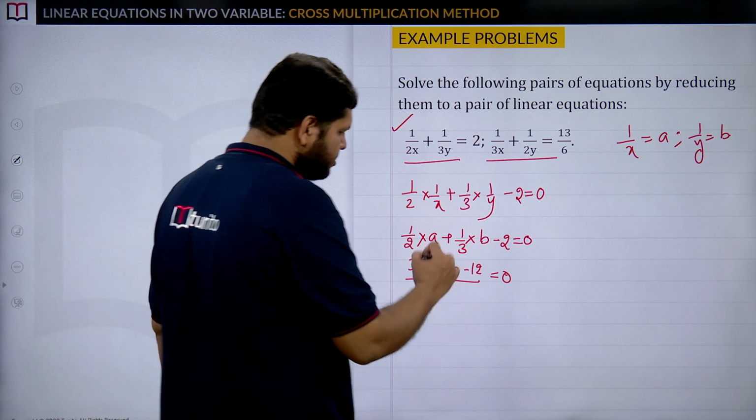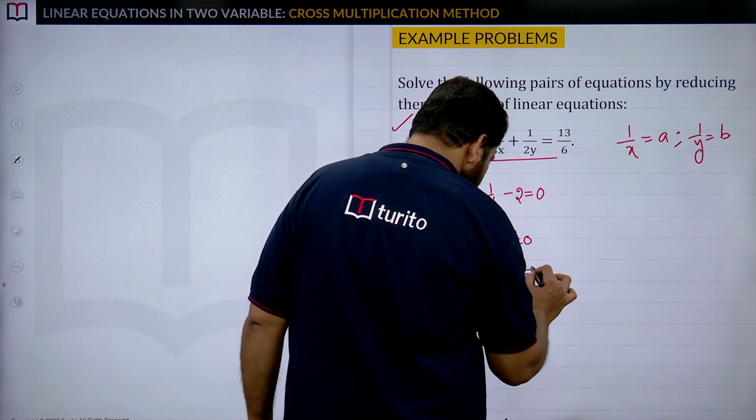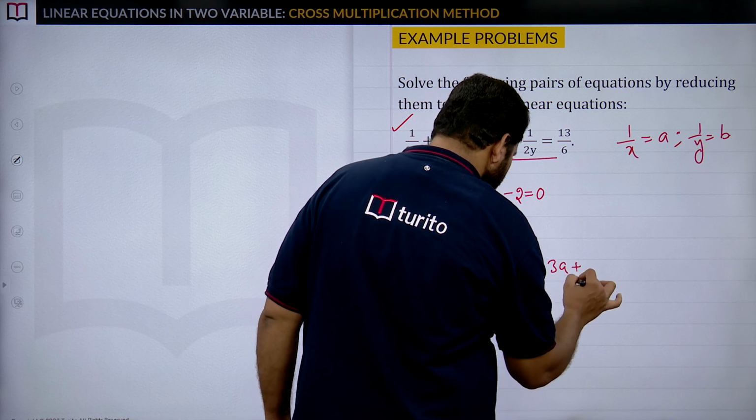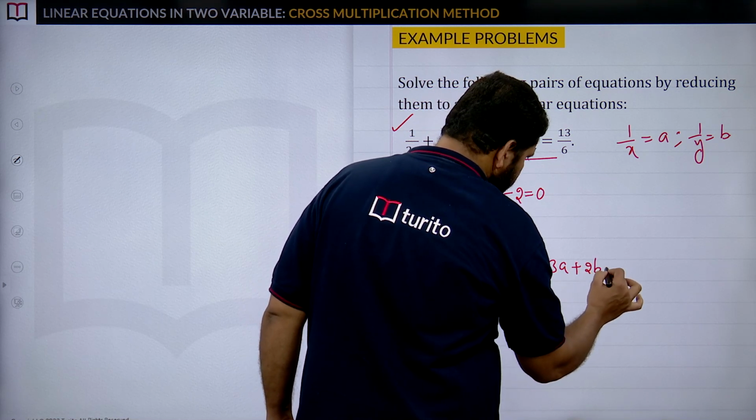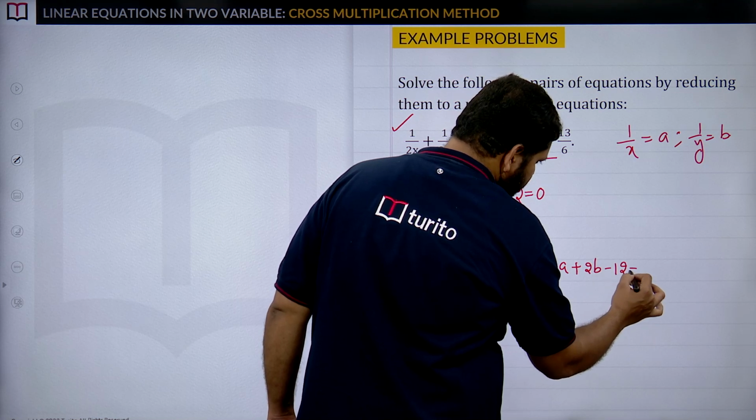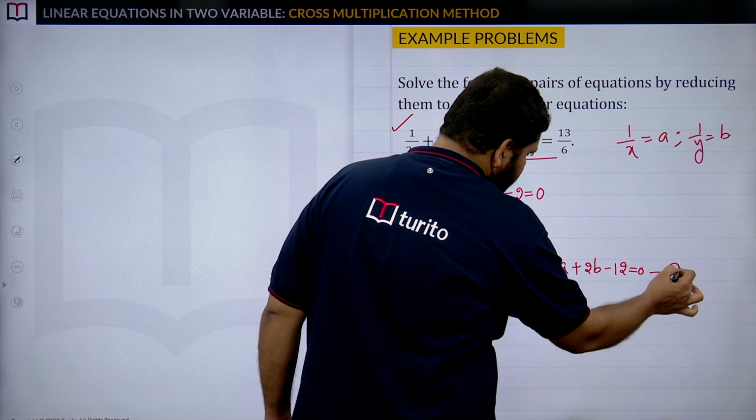And children, send the 6 that side, so it becomes 0. So what is the last equation? 3A plus 2B minus 12 equal to 0. So take this as equation 1.